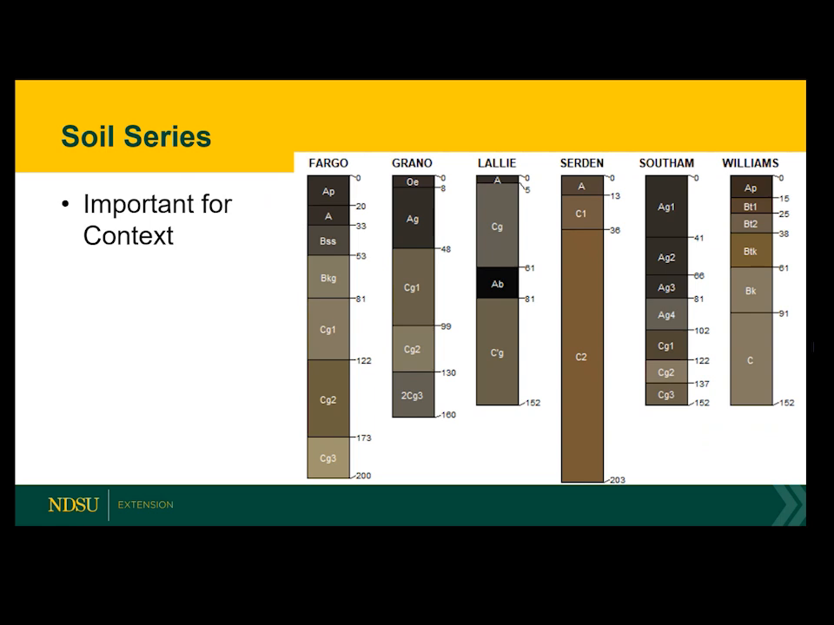Being a soil scientist, I like to start off with a little bit of background on soil series. We look at soil series as like a history book. Out here, we've got Fargo and Williams, two of the most common, on your far left and far right. And in the middle, you've got soil series associated with wet areas in fields.